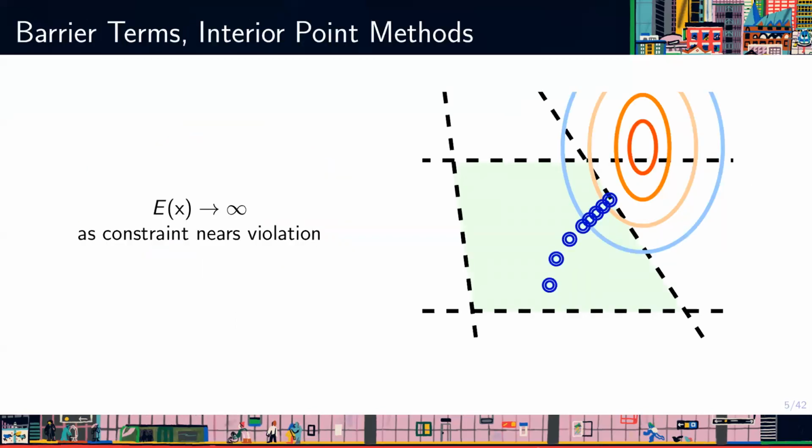The most robust and practical approaches for global injectivity use barrier energies, resulting in interior point methods. As an element nears zero volume or a constraint nears violation, the energy spikes up to infinity. Such methods must start in a feasible state and use line search to ensure that they never leave it during optimization.